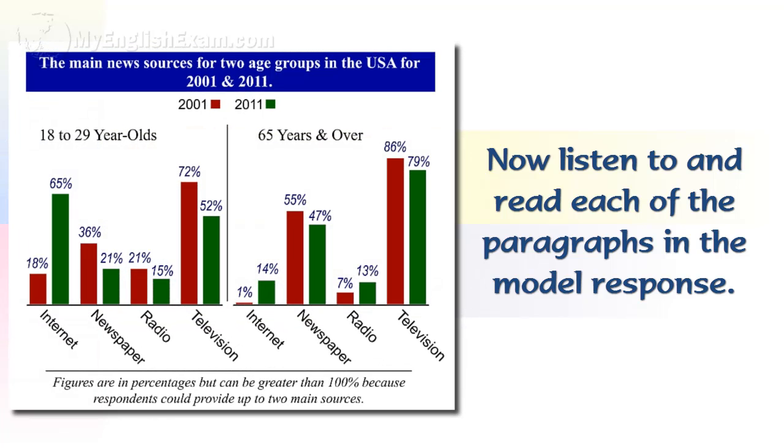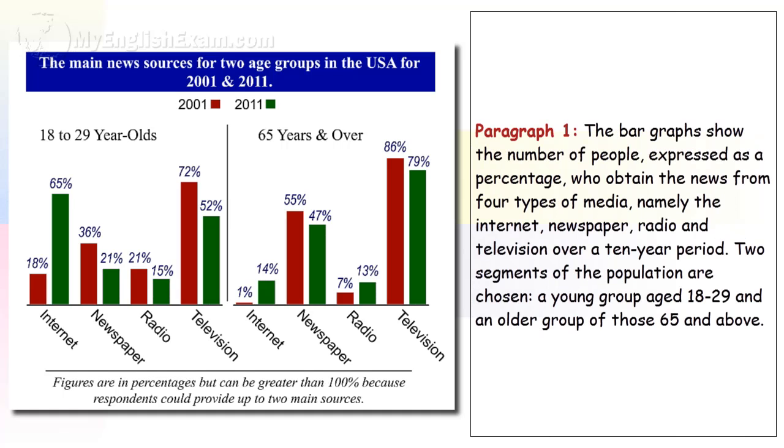Now listen to and read each of the paragraphs in the model response. The bar charts show the number of people, expressed as a percentage, who obtain the news from 4 types of media, namely the internet, newspaper, radio and television, over a 10-year period. 2 segments of the population are chosen: a young group aged 18 to 29 and an older group of those 65 and above.